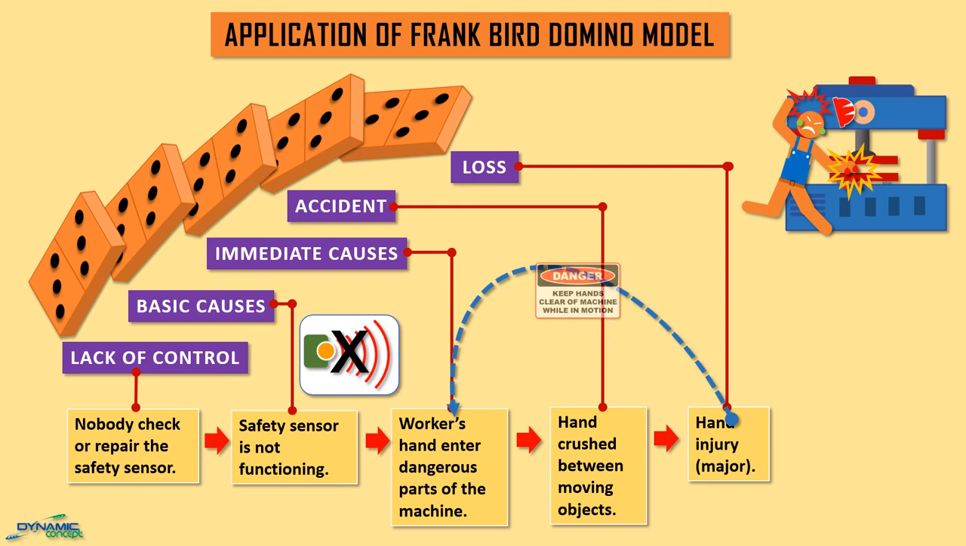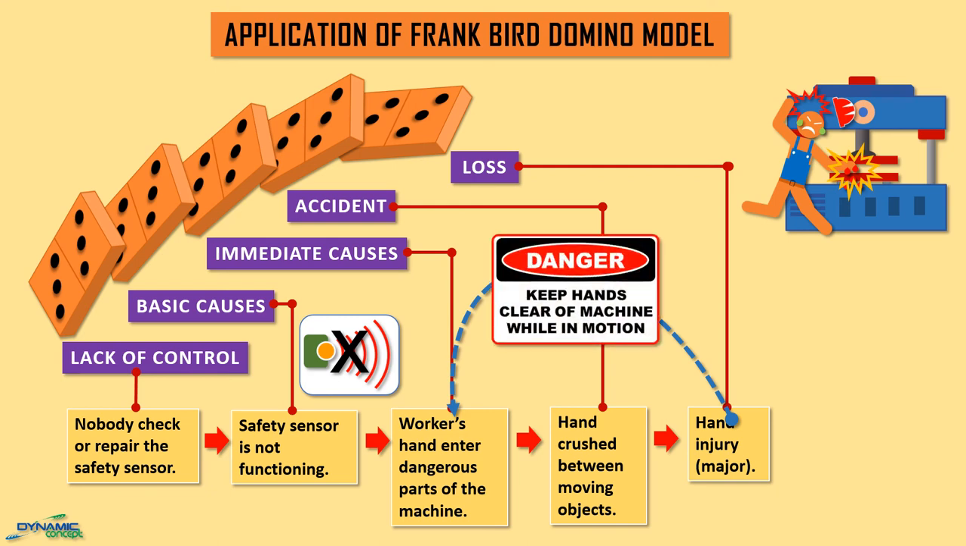For the control measures, the management can control at the immediate causes. That is, remind the worker not to put his hand into the machine and at the same time put a warning sign. However, this is not an effective control. Worker may forget and repeat the unsafe act.